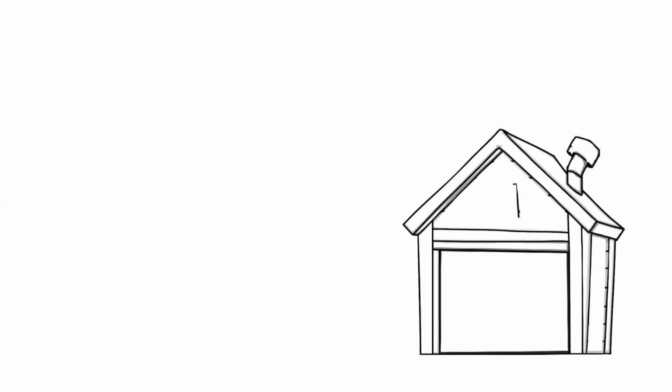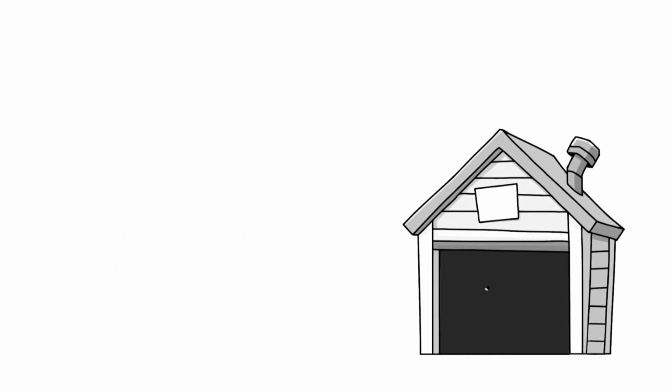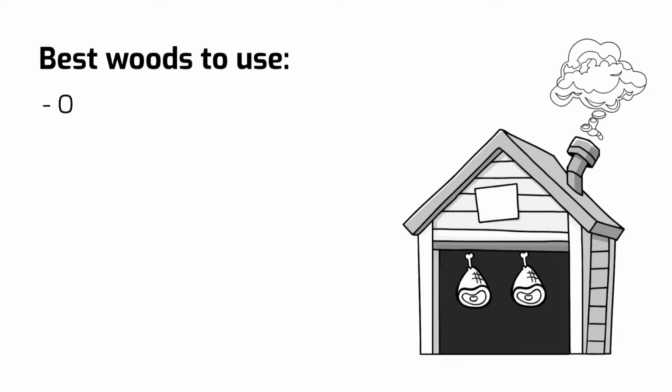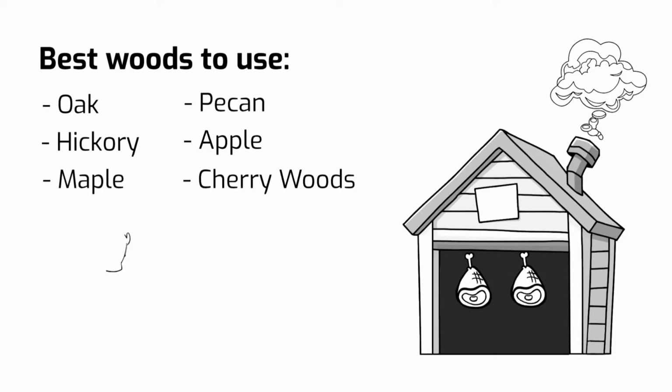Barbecuing has been used for more than 1,000 years for meat storage and to make sure that the meat is safe to eat. Exposing the meat to low heat and smoking the meat will kill any living bacteria and prevent it from growing back again. And the best woods to use in smoking or barbecuing are oak, hickory, maple, pecan, apple, and cherry woods.